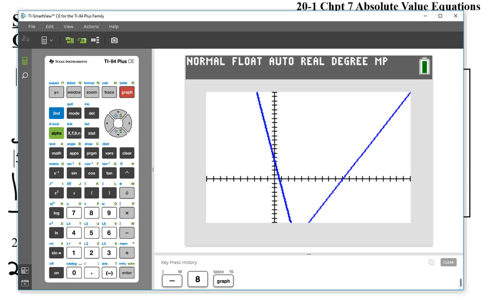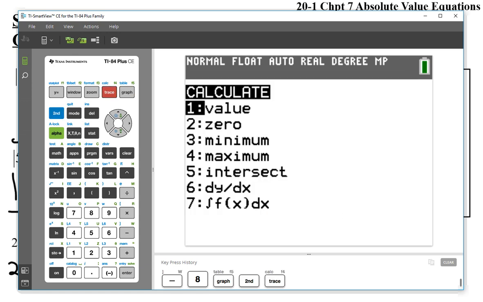Now, I can't see the whole graph. However, I can see the points of intersection on the x-axis, which are my roots, my solutions. There are 2 of them, so I need to get the solution twice.